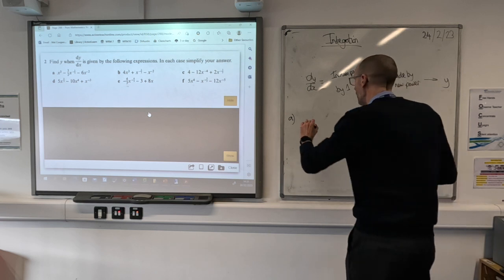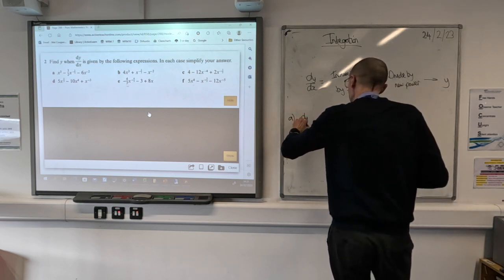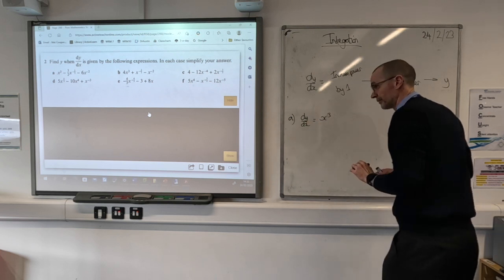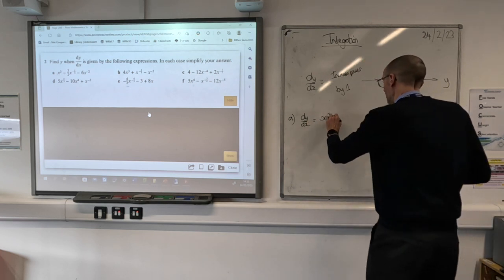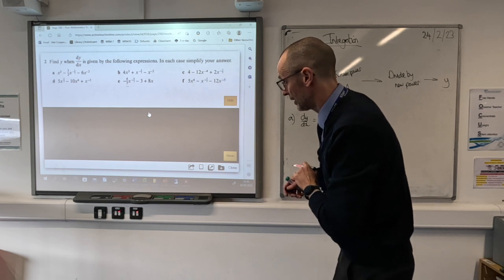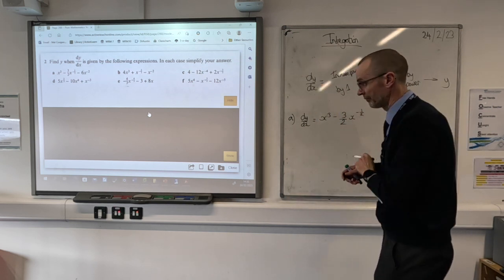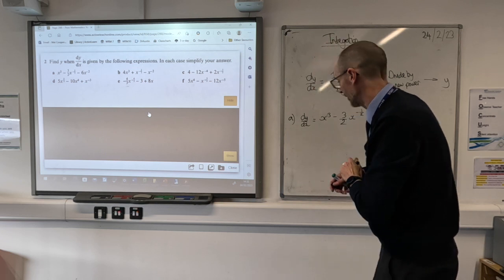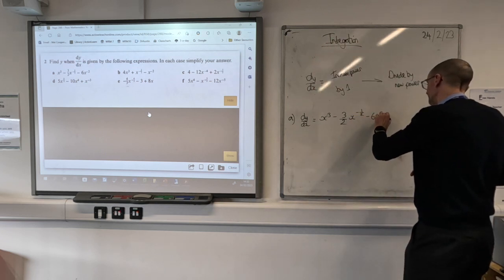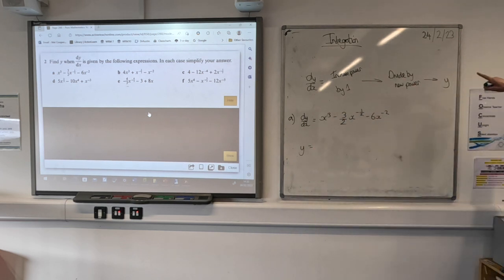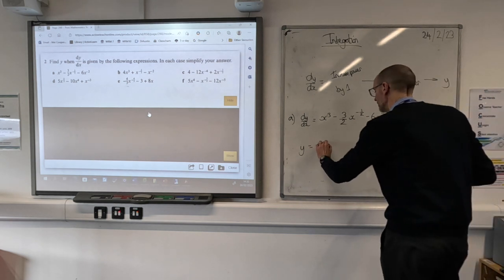So dy by dx in A is x cubed minus 3/2 x to the minus a half minus 6x to the minus 2. Okay. So I'm going to go through my process. Increase the power by 1, divide by the new power.